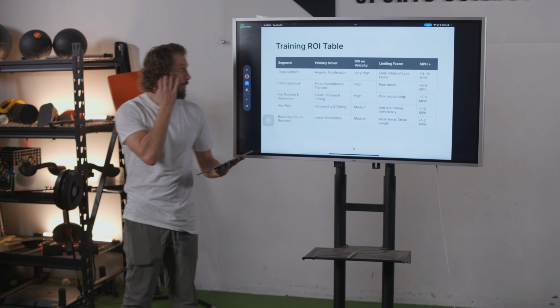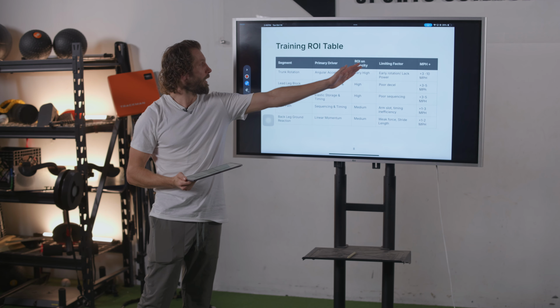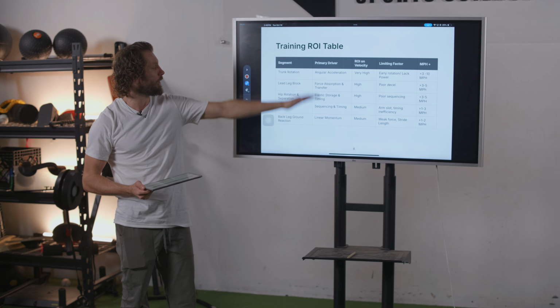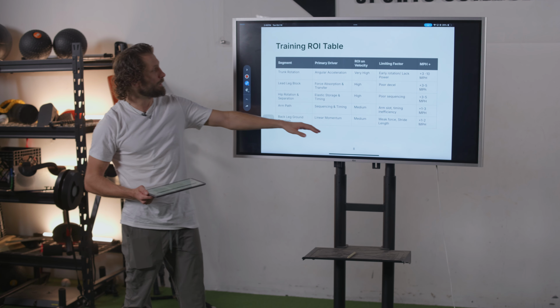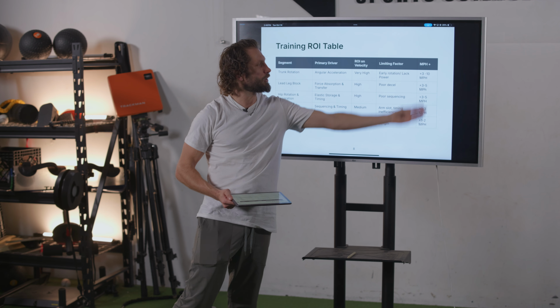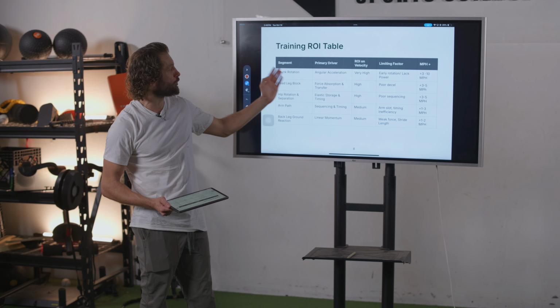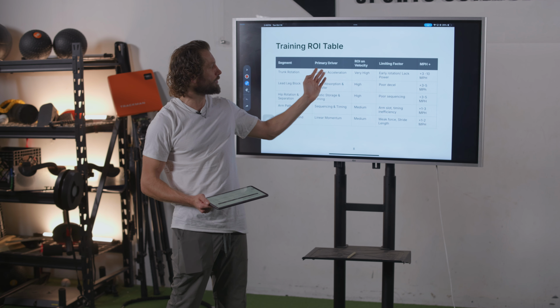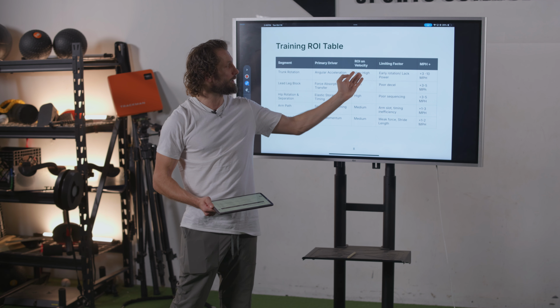Okay, so this is the training ROI table going from our highest order of priority all the way down to the lowest, okay? And keep in mind that the ROI on the velocity is still just medium. Over here, we have how many miles per hour it can potentially add. So I would say trunk rotation, okay? That angular acceleration of your trunk, very high.